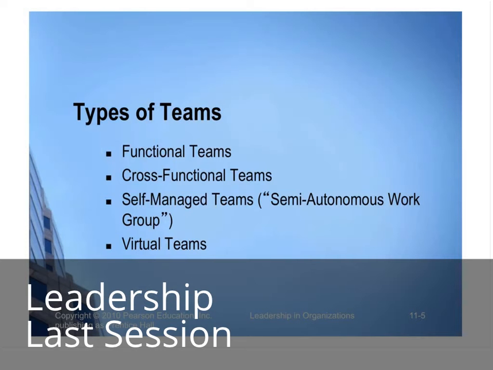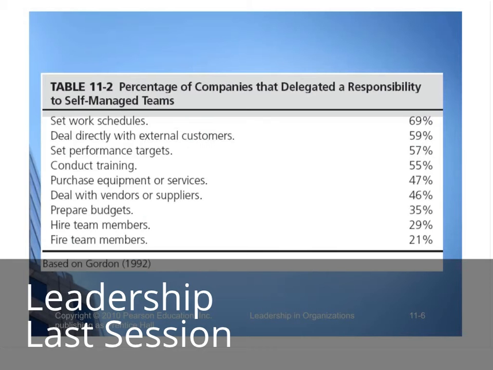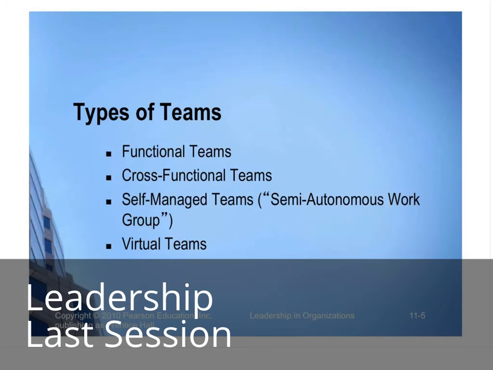So types of teams: you have functional teams, you have cross-functional teams, you have self-managed teams, and we have virtual teams. Functional teams, basically, we are talking about those teams that are at the basic level. They do just some function with regard to what they're producing, the service or product that they produce. They just do that certain function that they are required to do.